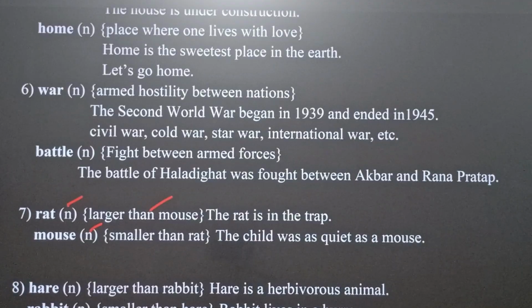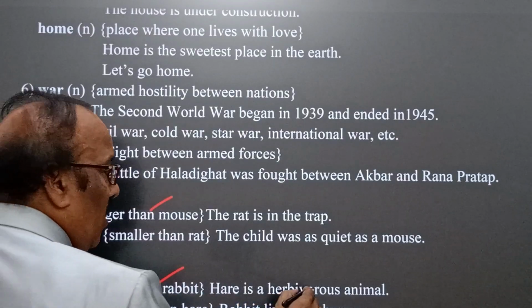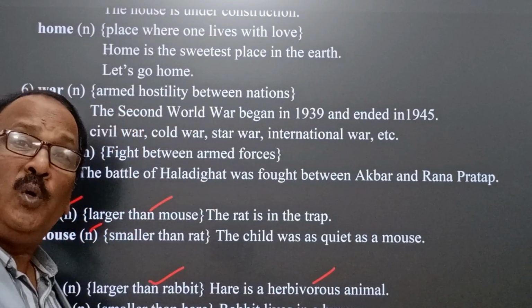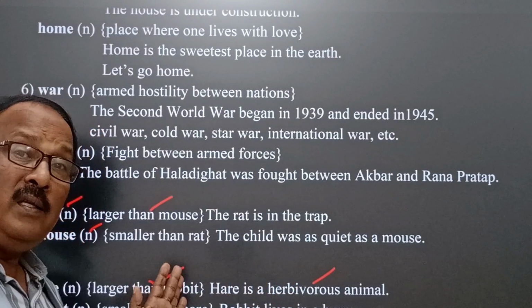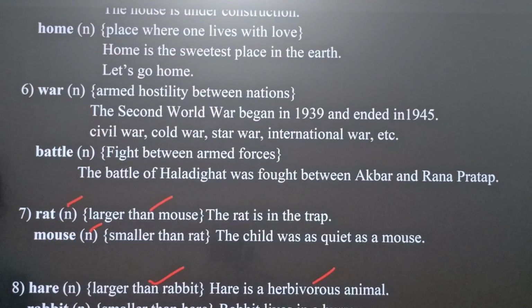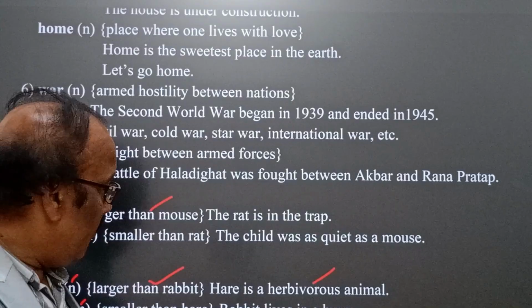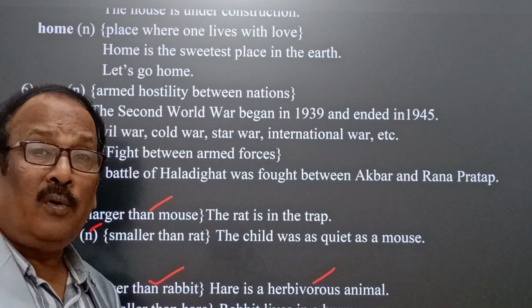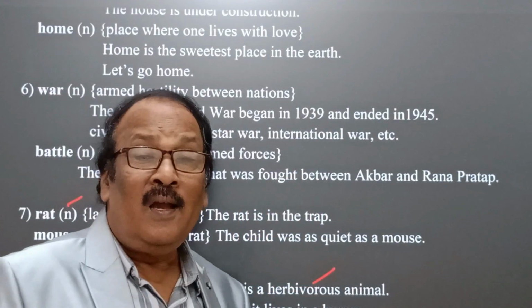Similarly, hare and rabbit. We find that a hare is larger than a rabbit, and a hare is a herbivorous animal. A rabbit is also herbivorous, but it is smaller than a hare. A rabbit lives in a burrow. These are the differences between a number of confusing words.